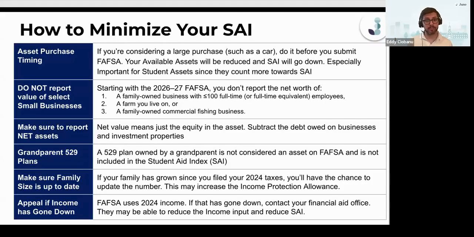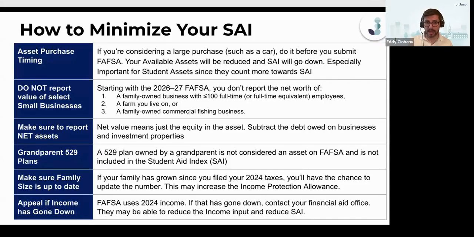Additionally, 529 plans that are owned by a grandparent are not actually considered an asset on the FAFSA, and it's not included in the student aid index. So only parent assets and student assets are reported on the FAFSA. Anyone outside of that who may own a 529 plan on behalf of the student as a beneficiary is not expected to report it on the FAFSA.